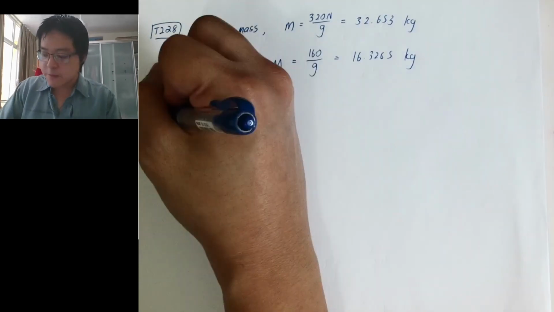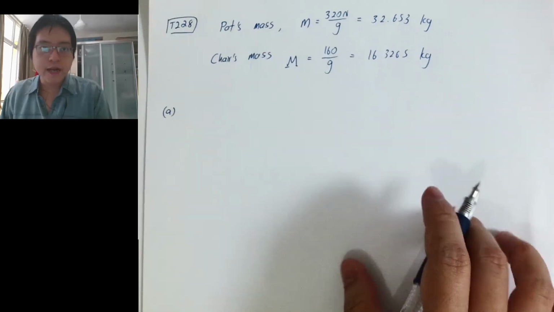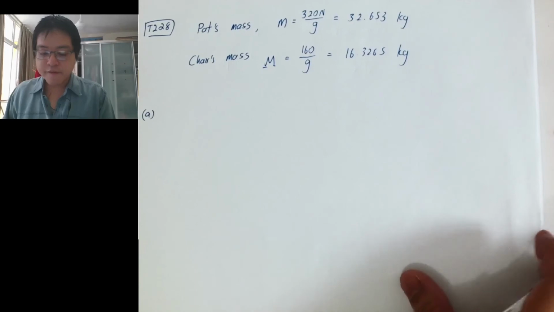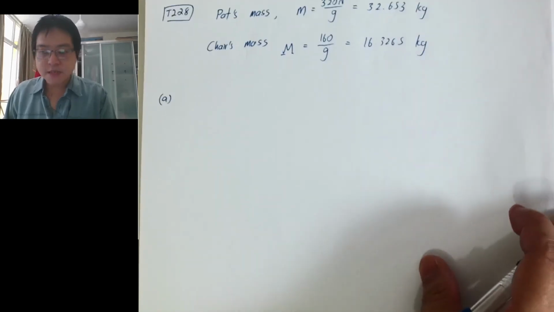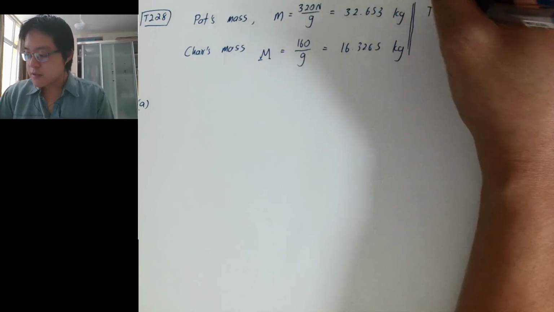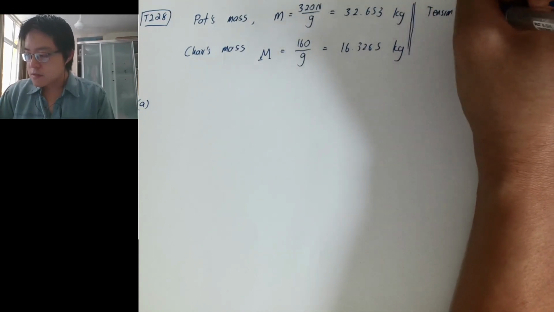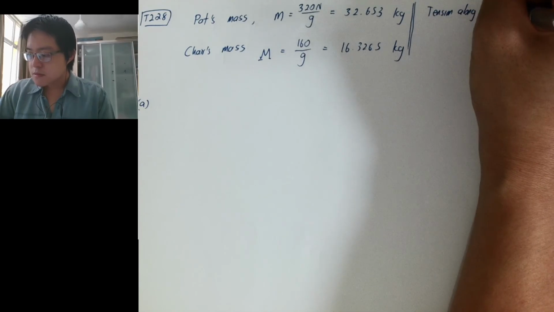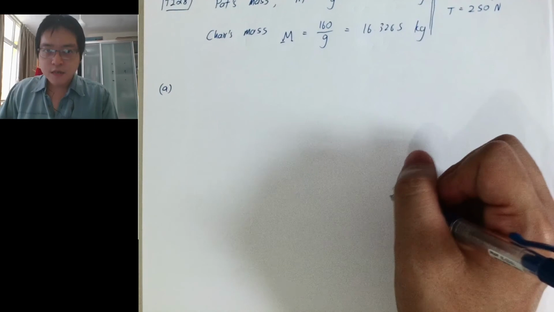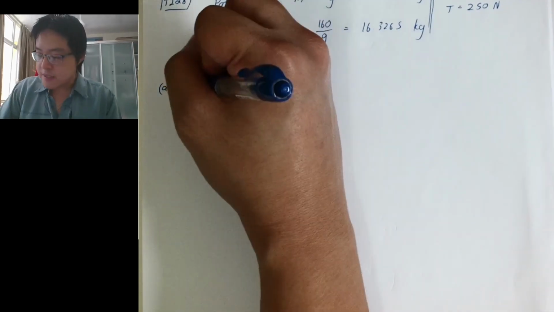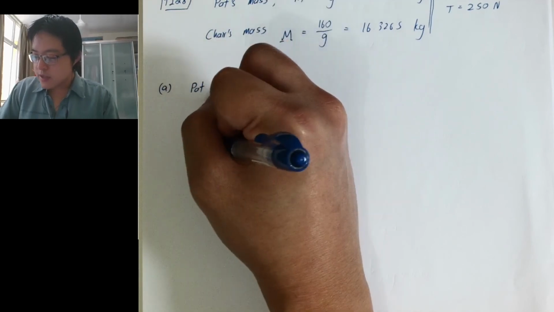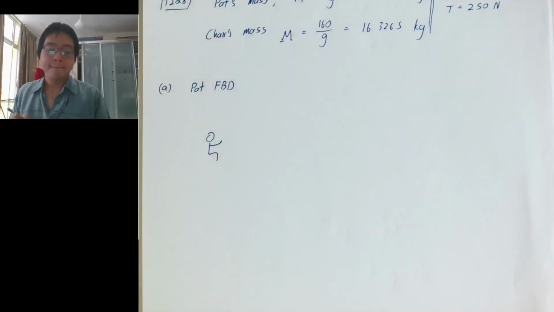Then the first thing that we want to do is draw free body diagrams for this, and also for the system as a whole. By the way, information given is tension along the string is 250 newtons. So T is 250 newtons. So let's try to draw. First, let's draw the kid's free body diagram. So only draw the forces acting onto the boy, right?